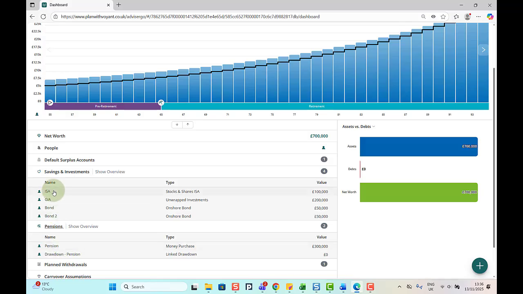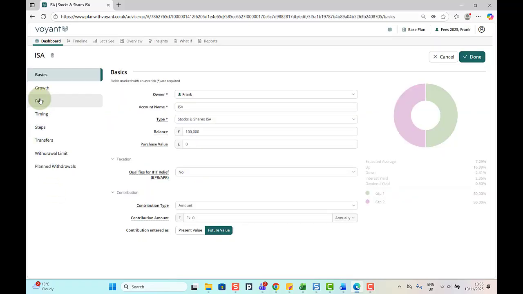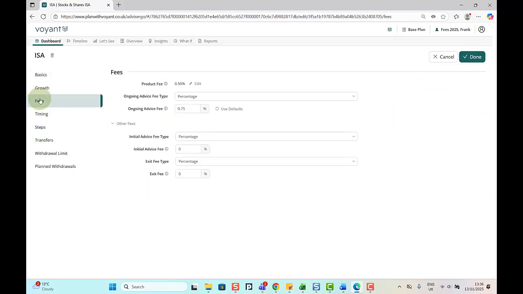First of all, I'm going to go to the ISA, and you can see over here a section for fees. You'll see that the product fee has come through from the plan settings. This is, as I say, the old style fee, and the percentage value is deducted from the overall gross rate. And then we have the ongoing advice fee. We also have some other fees in here that can be input on an individual account basis, such as the initial advice fee and also the exit fees.